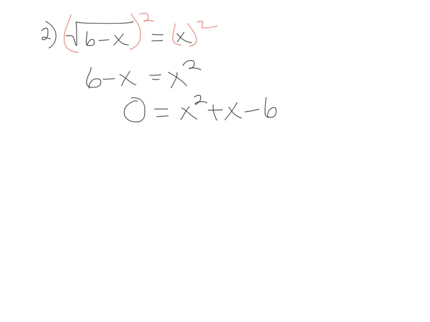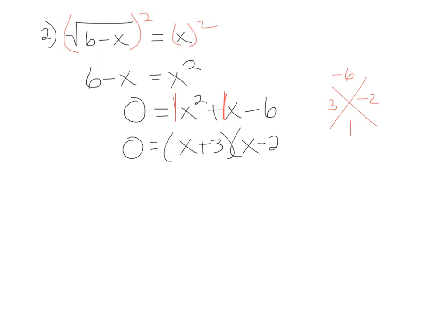And now I can factor. Okay, this has a leading coefficient of 1. So I just need to use the x trick. What multiplies to negative 6 and adds up to 1? I think that's 3 and negative 2. So that'll be x plus 3 and x minus 2. And since we're multiplying here and the product is 0, I can use the 0 product property. So x will either equal negative 3 or 2.